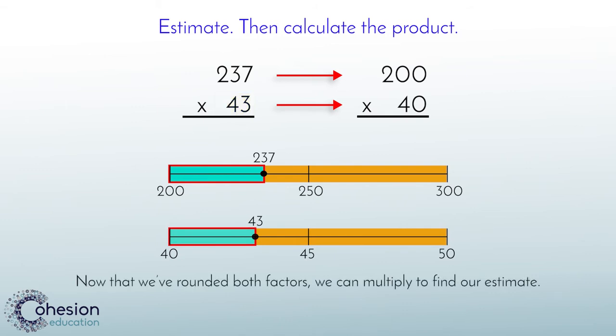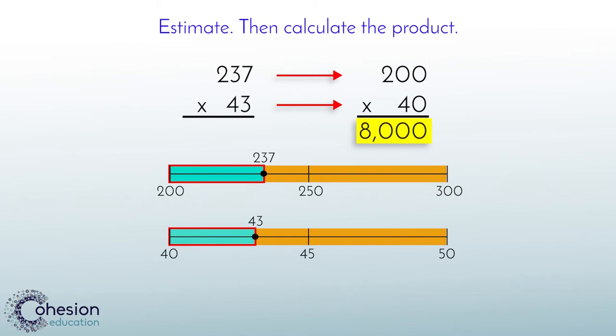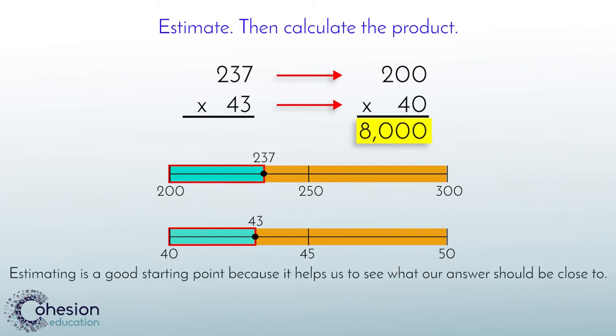Now that we have rounded both of our numbers, we will get our estimate by multiplying 200 by 40 for a total of 8,000. When we actually solve our problem, we can refer back to this estimate to check to see if our answer is reasonable. Estimating is a good starting point because it helps us to see what our answer should be close to.